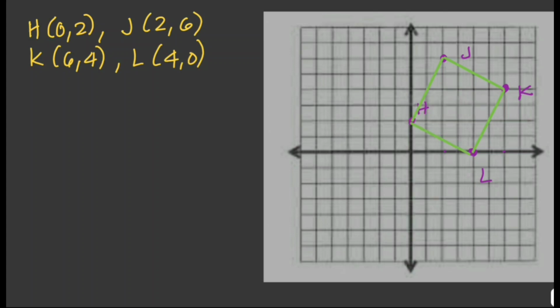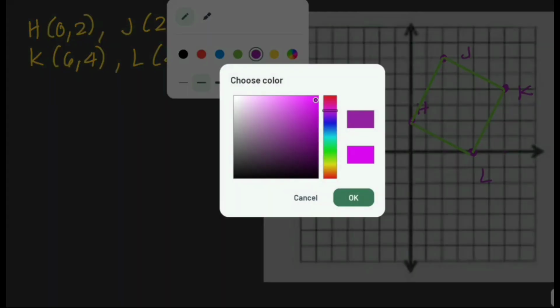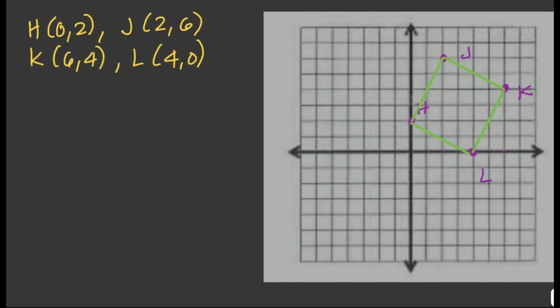Alright, the figure here looks like a square, but we cannot tell by just looking at the figure. So we need to prove that all sides are equal, and then that the opposite sides are parallel. Okay, so let's solve it using the slope formula again.